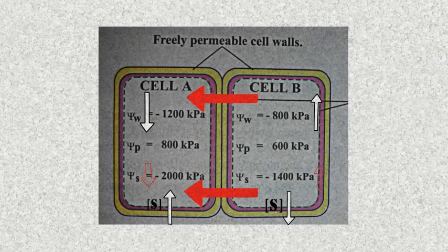This is the definition of osmosis, that water moves from its higher water potential towards its lower water potential. So there are basically two things which are very important to understand in this topic. One of them is that water moves towards the higher solute concentration, and the other one is that water moves from its higher water potential towards its lower water potential.